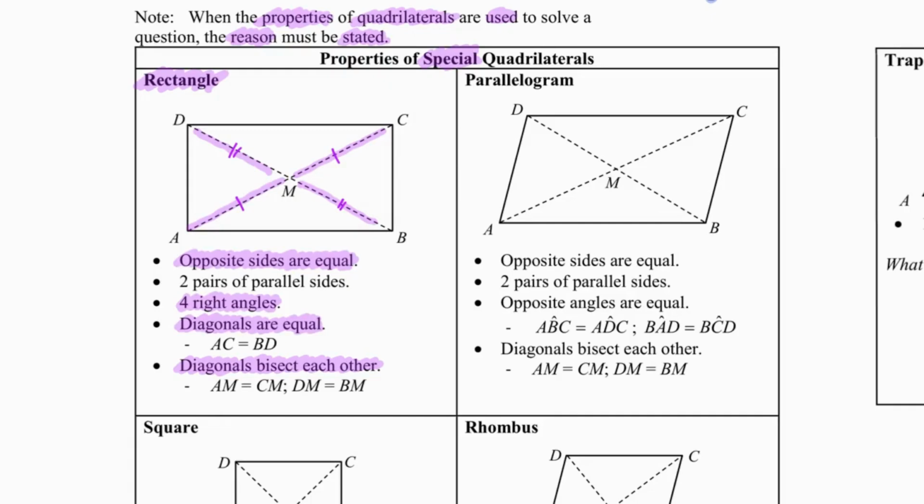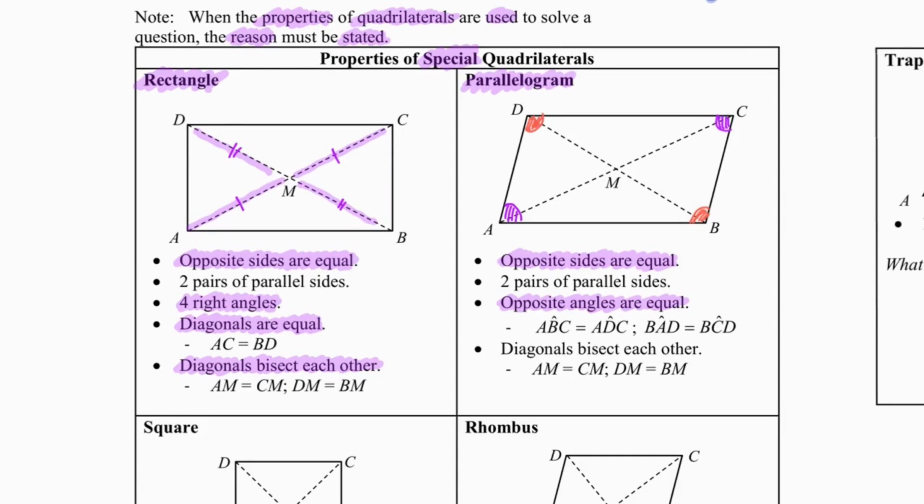Okay, let's move on to parallelogram. Again, the properties that we always like to use, I'm going to highlight to you. Opposite angles are also equal. What does this mean? This means that this angle and this angle are equal. This angle and this angle are equal. So their opposite angles are equal in a parallelogram.